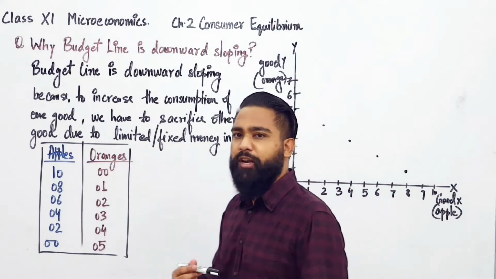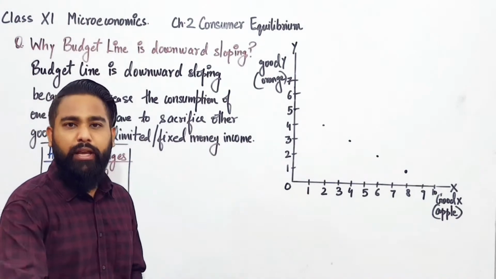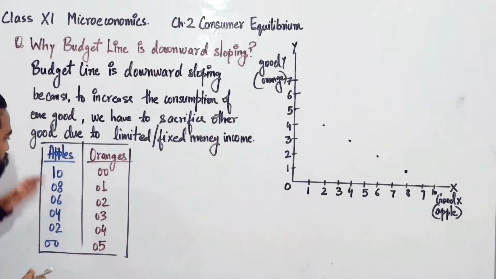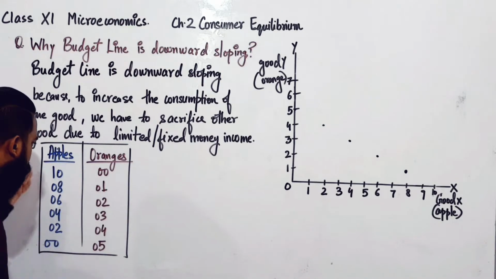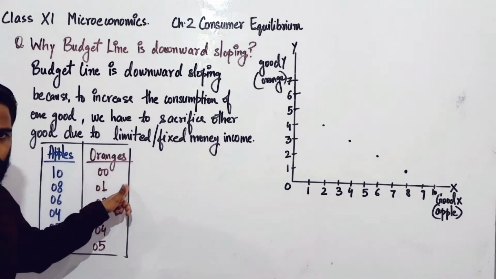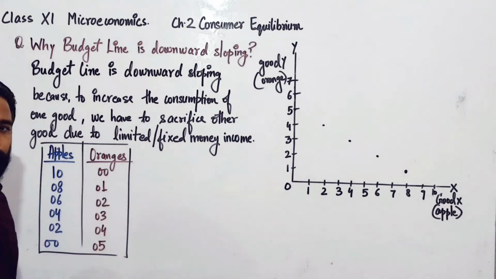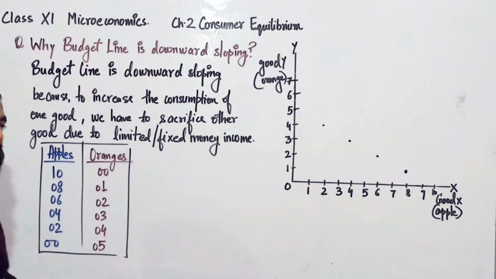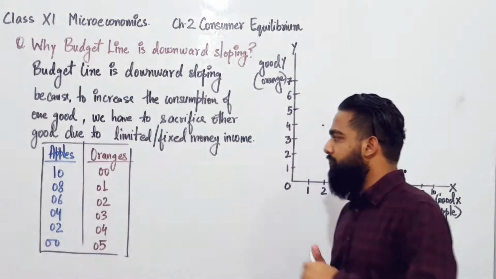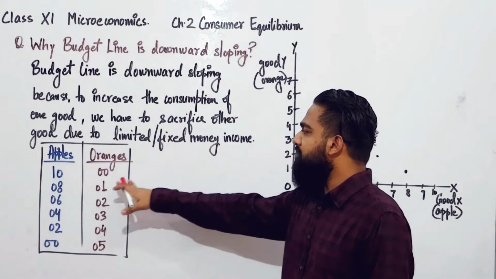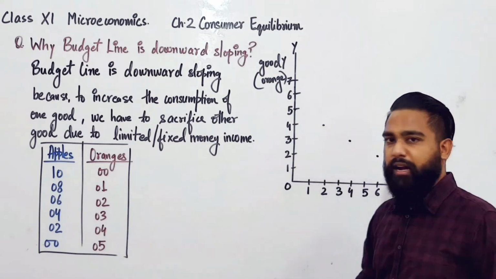In the previous video, we learned that the budget line is downward sloping. Now, let's understand it with this example. In the previous video, we took that example of 10 apples and 0 oranges. We took these bundles, the combinations of two goods in which the money income was exactly consumed. All the money income was totally utilized.